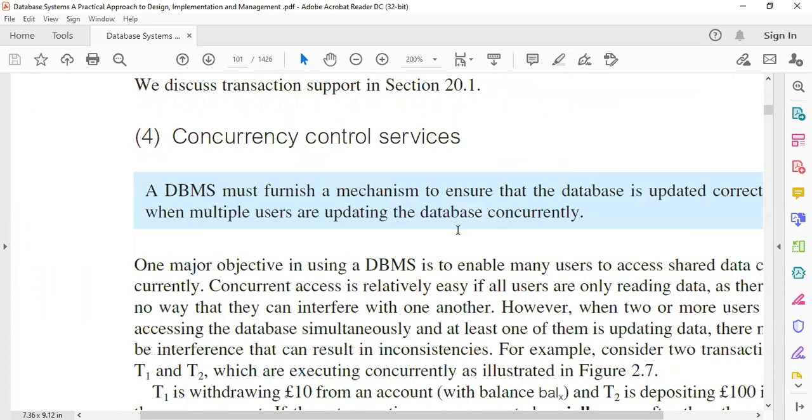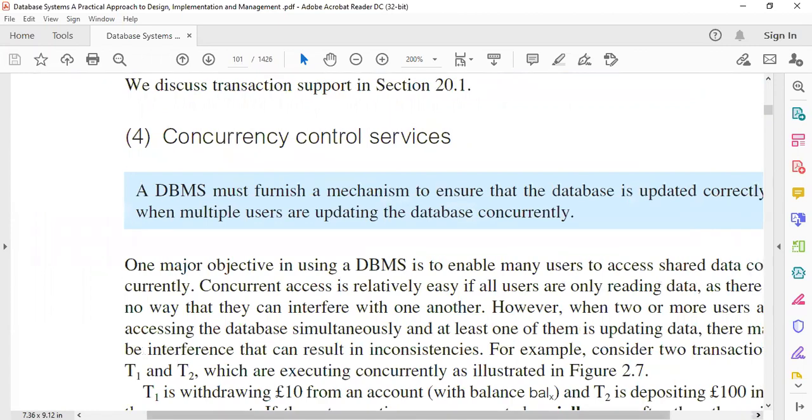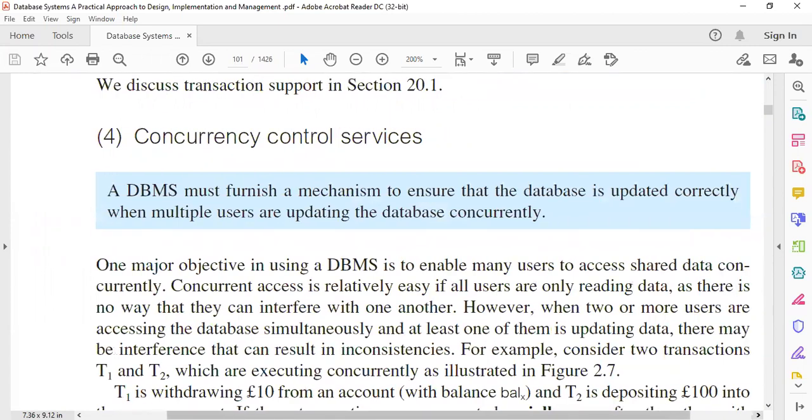On function number 4, the database or the DBMS should be able to provide concurrency services. A database is being accessed by more than one person. It is being shared, and these people are making changes or are having transactions that are making changes, maybe to the same database, to the same piece of data within the database.